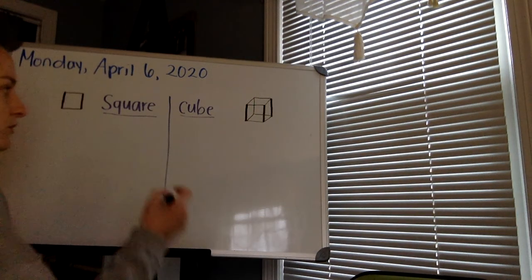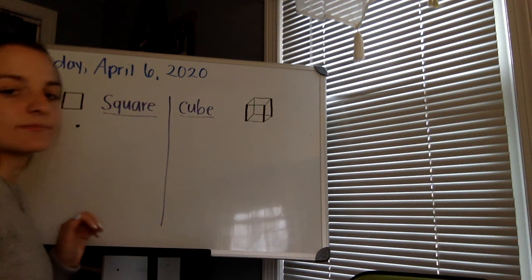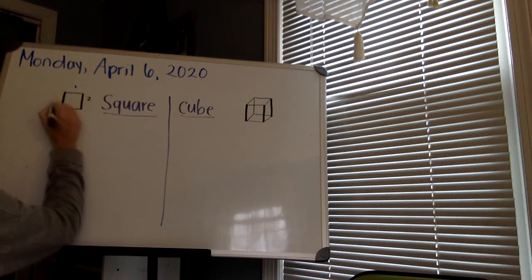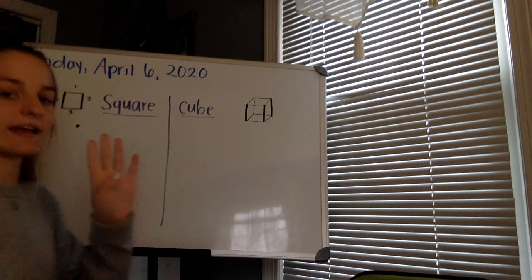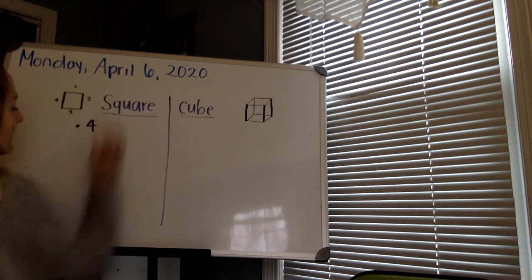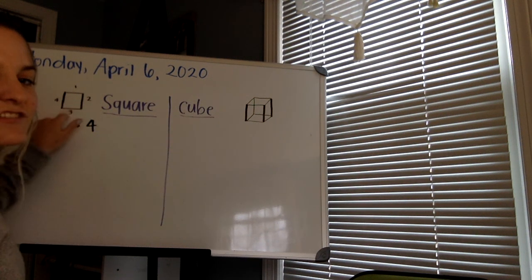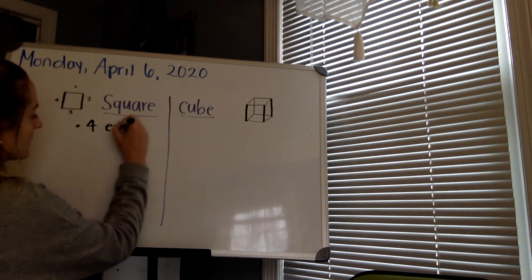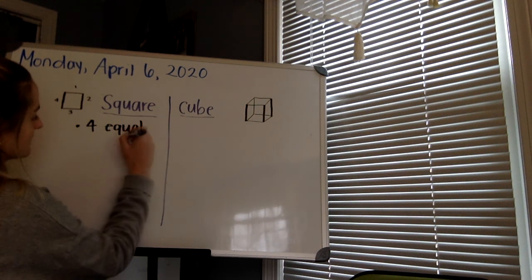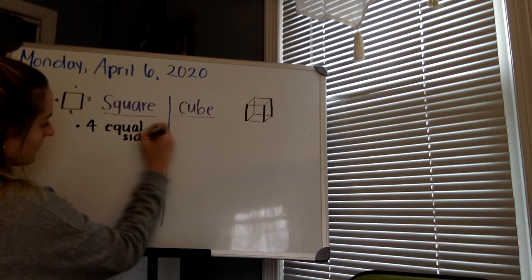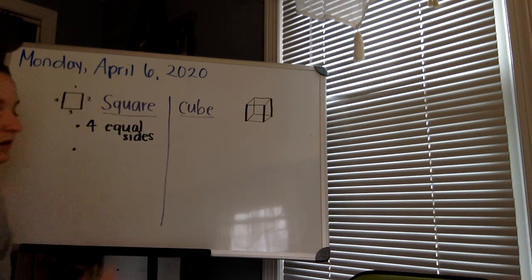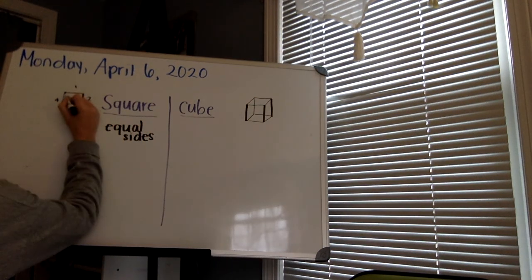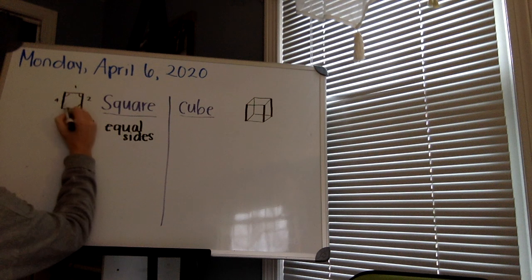So what do we know about squares? Well, we know that squares have 1, 2, 3, 4 sides. Okay, it has 4 sides. And we know that if we measured each of these sides, they would be the same length. So we know that they have 4 equal sides. Okay? Now we also know that squares have 4 angles. Okay? 1, 2, 3, 4.